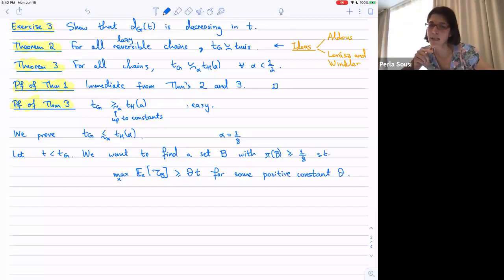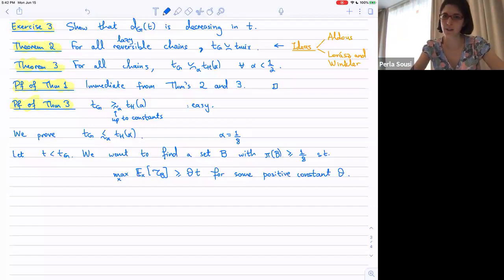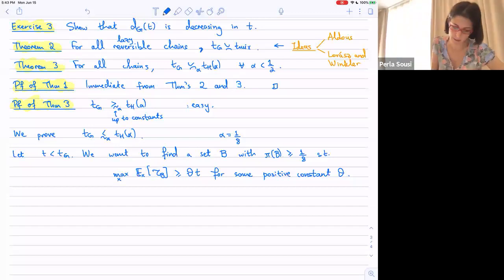This is also a lazy walk, and I'm going to be taking alpha to be equal to 1/2. I'll stop looking at the chat because it's distracting. So we want to find a set B which has measure at least 1/8, so that the maximum hitting time of the set B is at least theta times T for some positive constant theta. This is going to be enough, because if we show that for any T strictly less than Tg, then we have proved the theorem.